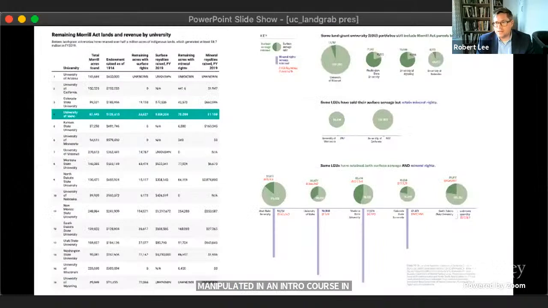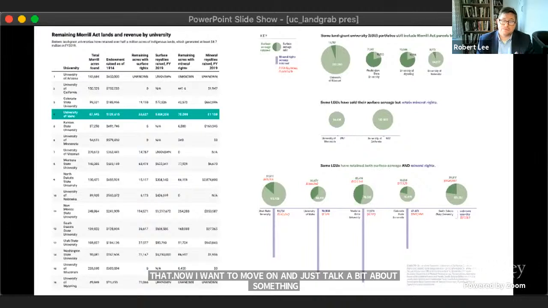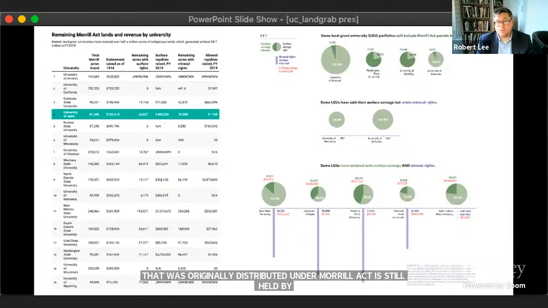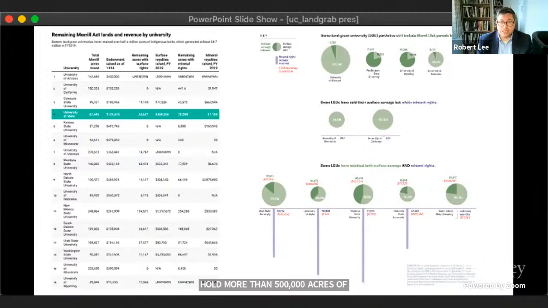Now I want to move on and just talk a little bit about something that I referenced earlier. One of the big findings from doing the investigation that really had not been noticed before is that a good amount of the land that was originally distributed under the Morrill Act is still held by universities. There are 16 universities, all of them in the West, that collectively hold more than 500,000 acres of land from the Morrill Act, and it's being leased. It's occasionally sold, but it's being leased.